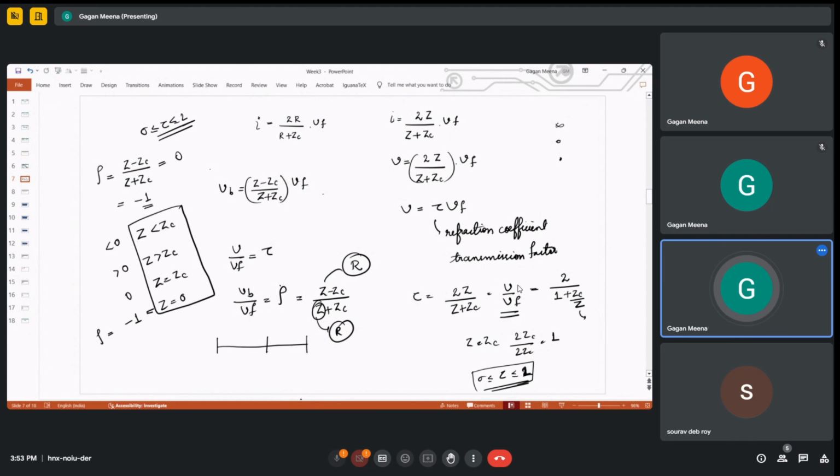Let's say this is Z, this is 0, this is ZC. Now we have three regions. When Z is 0, rho is -1. When it is ZC, then it becomes 0. In between this range, when it is less than ZC and greater than 0, it is negative, and beyond ZC it becomes positive.